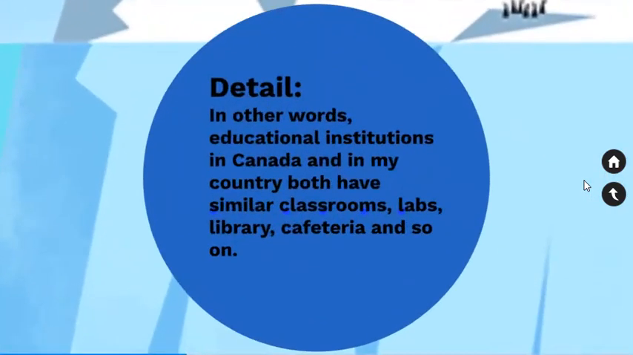So if you give a detail, you could say, in other words, educational institutions in Canada and in my country both have similar classrooms, labs, library, cafeteria, and so on. So this is giving a detail. What do you mean by same facilities?